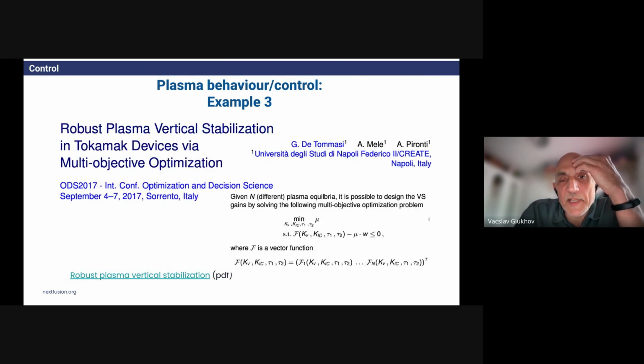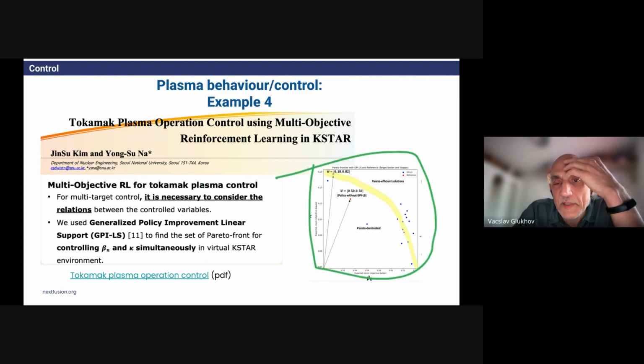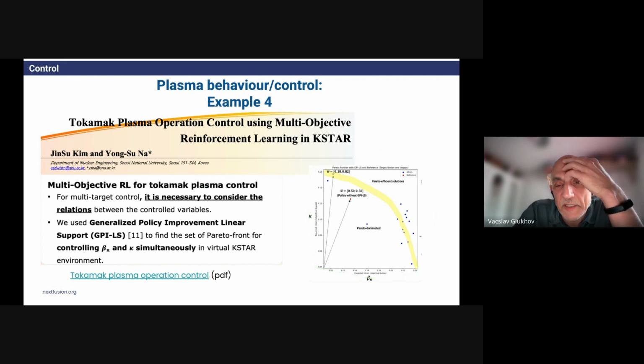Another example, robust plasma vertical stabilization in tokamaks. Actually, Adrianus is the author. The multi-objective focus here is presented here. Another interesting paper from a Korean group, and they actually explicitly present the Pareto front in their optimization of kappa, which is plasma elongation, and beta, plasma pressure, and they design an optimal strategy by using scalarization.